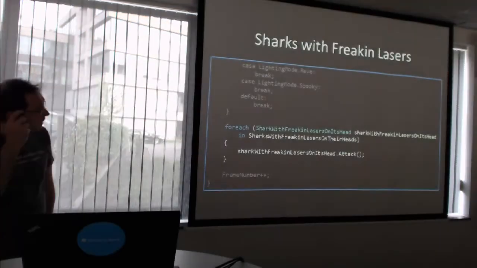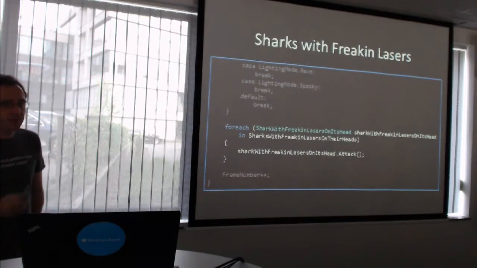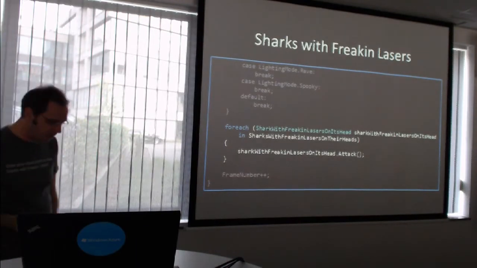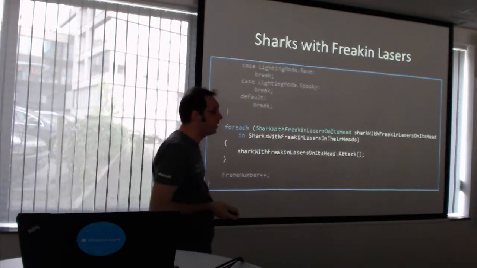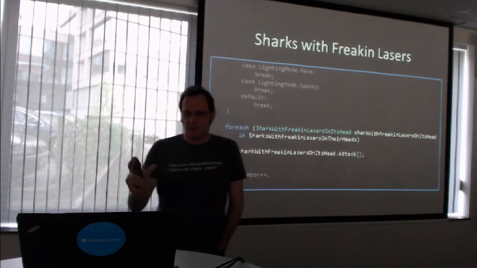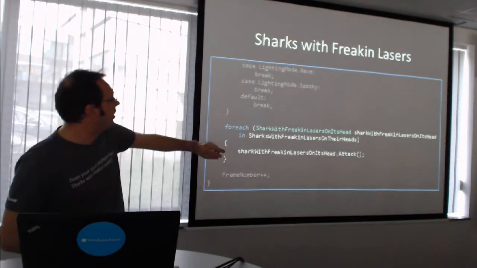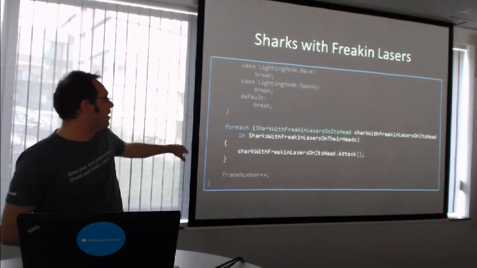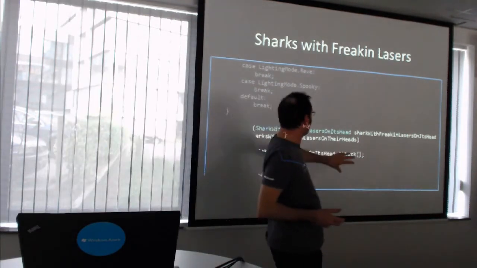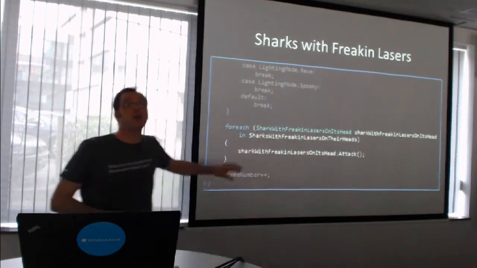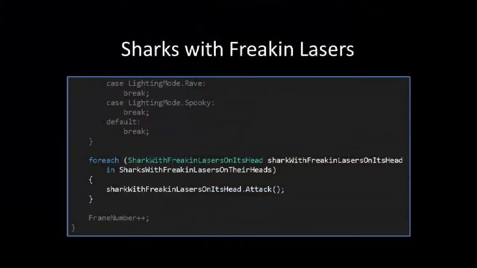So I started programming. One of the things I added was this sharks with freaking lasers thing that's been going on with Windows Azure on Facebook. It was cool to write this code for each shark with a freaking laser on its head, the shark with a freaking laser on its head attack. I put this in as an Easter egg in the actual 3D animations, and you will see that appearing in some of the animations.